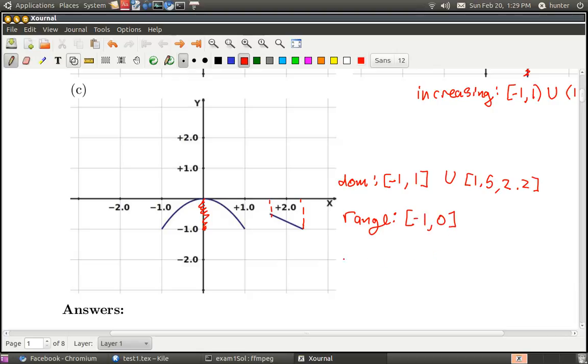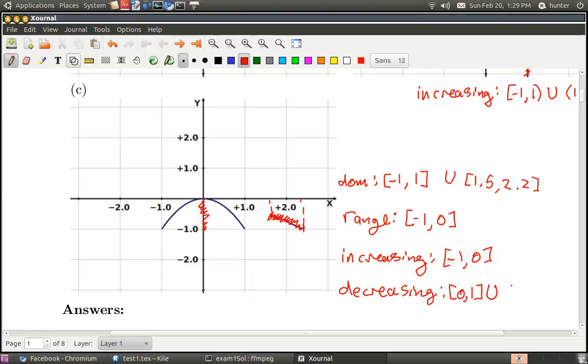Okay, and now where is it increasing? It's increasing from negative 1 to 0. And where is it decreasing? It's decreasing over here from 0 to positive 1. And this little bit here is also decreasing from 1.5 to 2.2.